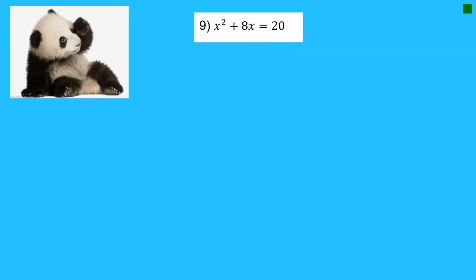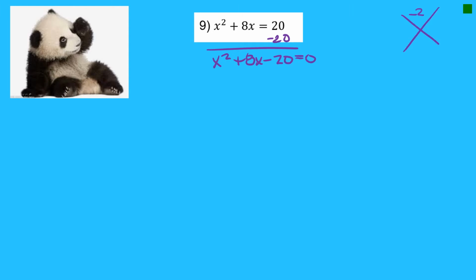Oh, look, oh my goodness, there's more. Charlie says there's more. Remember, we named him Charlie. Okay, subtract 20. So I have x squared plus 8x minus 20 equals 0.